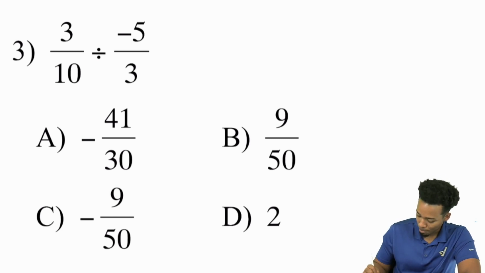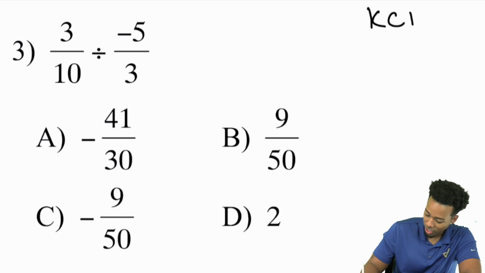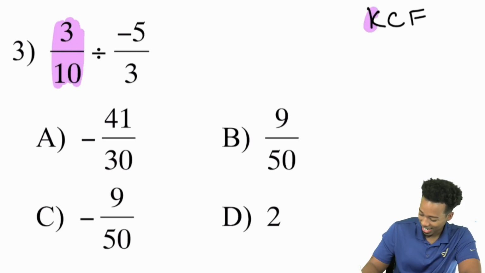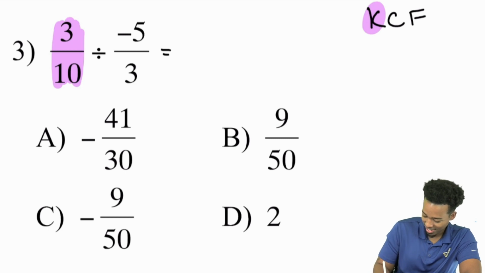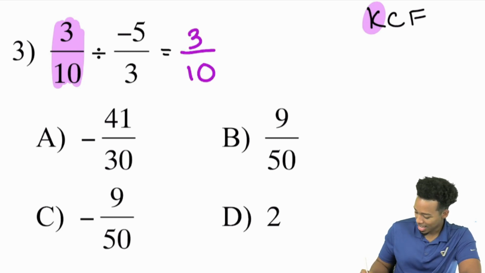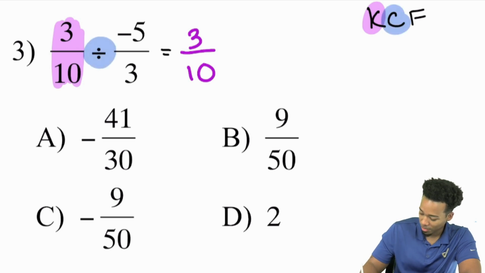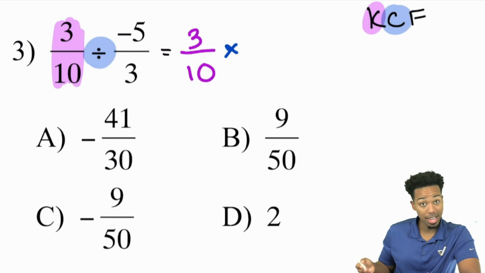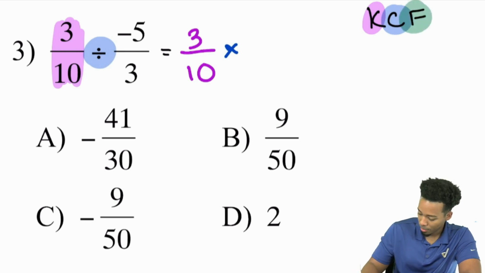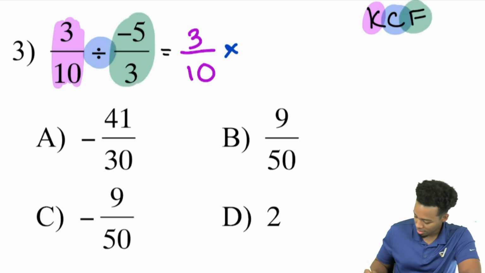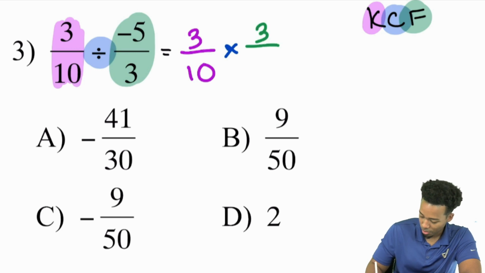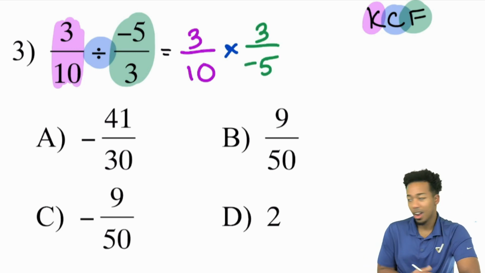So again, my party people, keep, change, flip. Here we go. Keep this the same right over here, 3 over 10. Then we're going to change from division to multiplication. And then lastly, we'll flip right over here. 3 over negative 5. All right, sweet.